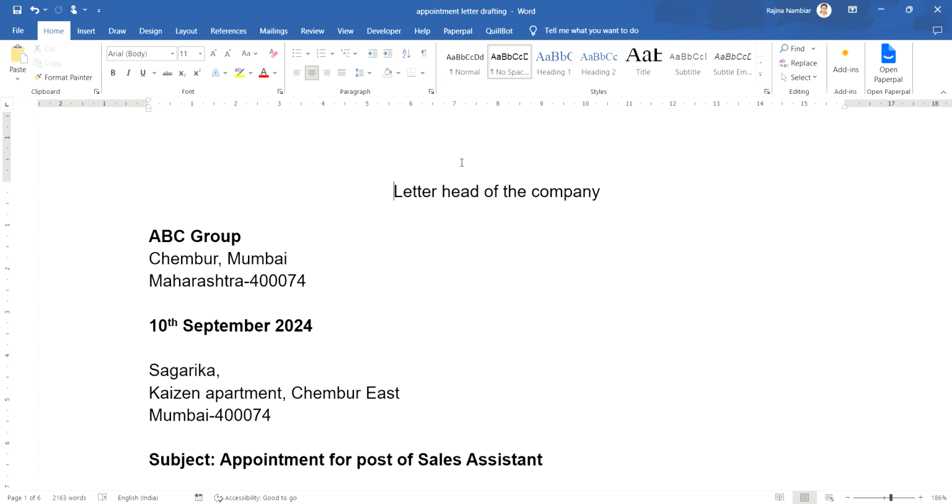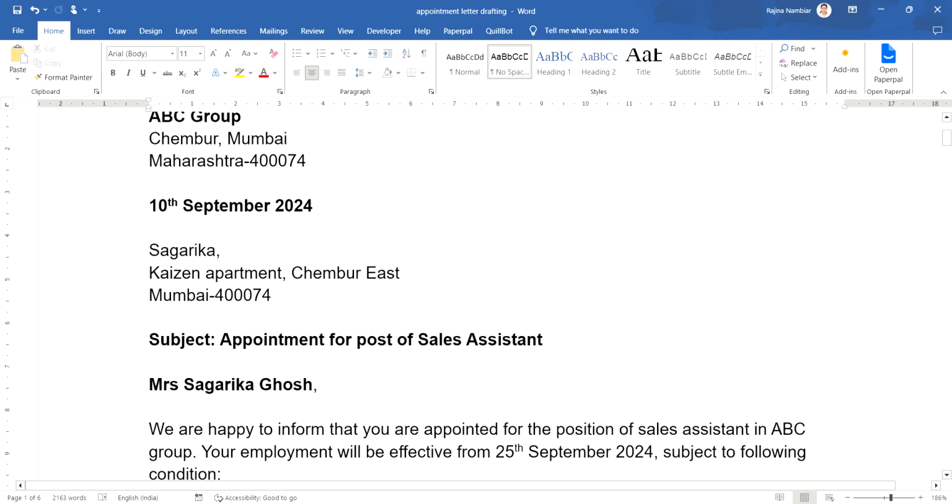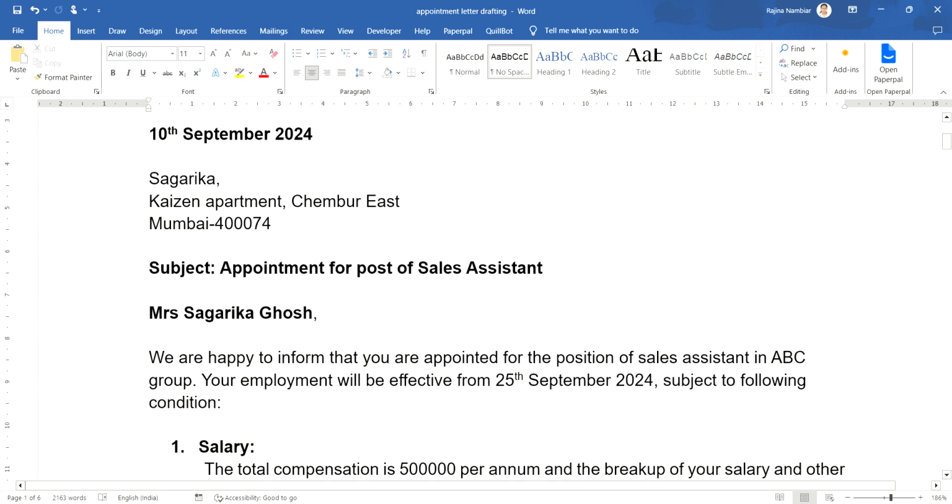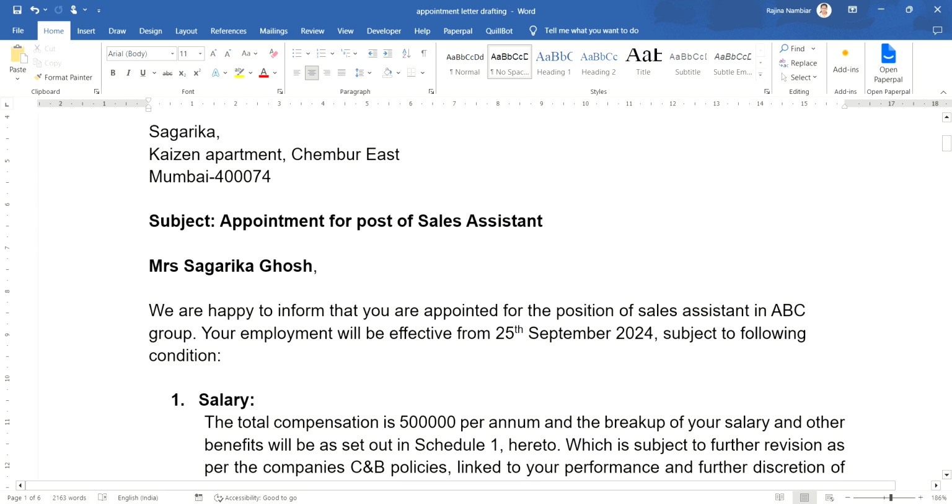So in that, any appointment letter or any draft from the company has to go on the company's letterhead. Then the first thing should be the address of the company. Here you can see I've just mentioned it as ABC Group, and the address has been given, then the date on which you're making the appointment letter, and to whom you're addressing it, the candidate, and their details, right? And then the subject.